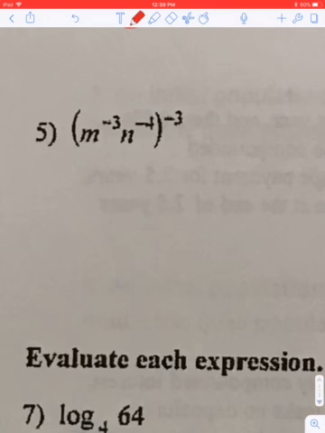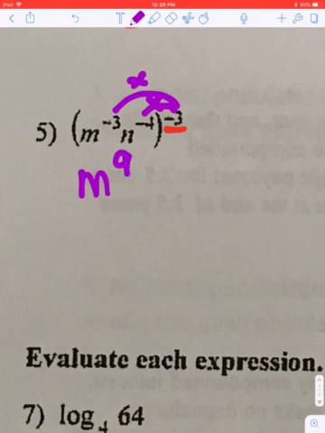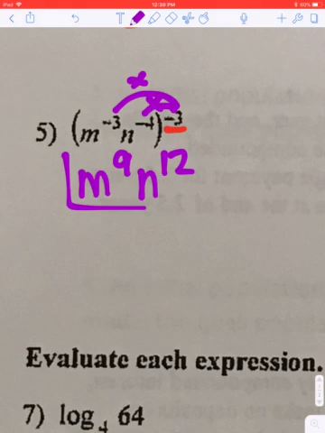What I've got here is a whole bunch of negative exponents, and I've also got the power to a power exponent rule. I feel like a little color change, so let's do that. We talked about how I'm going to multiply my power to a power by each of the exponents. When I take negative 3 times negative 3, I end up with a positive 9. And when I take negative 4 times negative 3, I end up with a positive 12. That's really it. That's all there is to it.